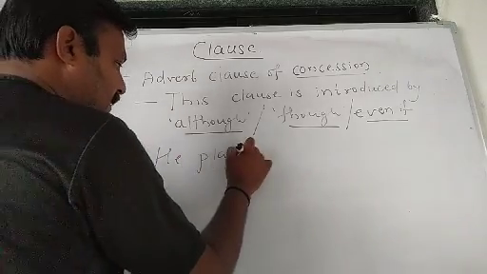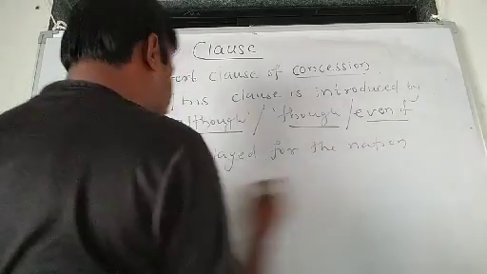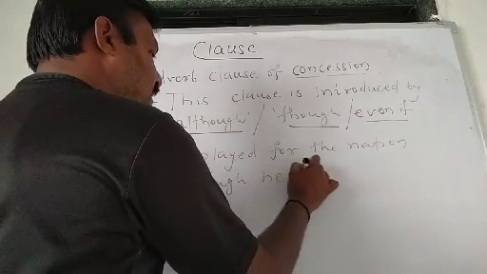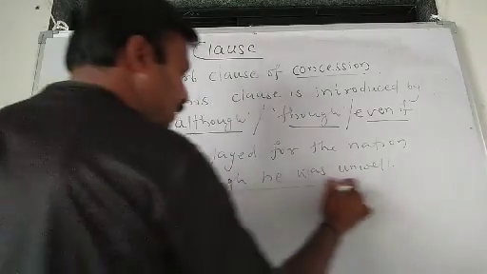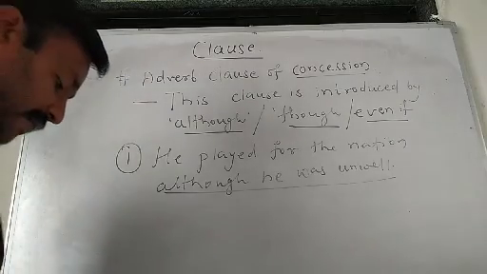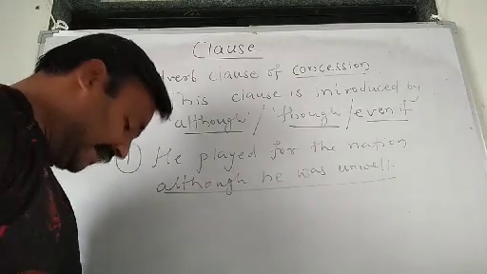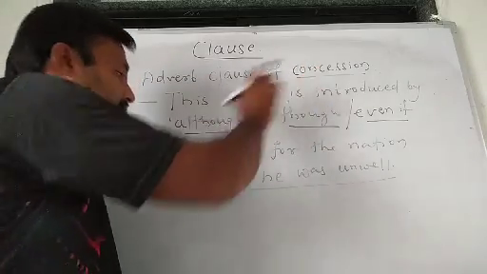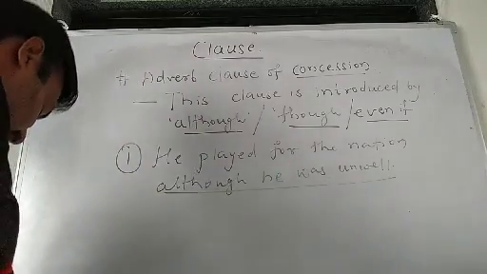For example, he played for the nation, although he was unwell. So in this sentence, he played for the nation is our main clause, isn't it? And in that main clause, we added a subordinate clause, adverb clause of concession, by adding although he was unwell. One more example, let me give you.